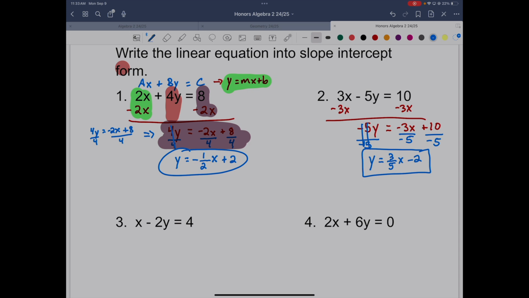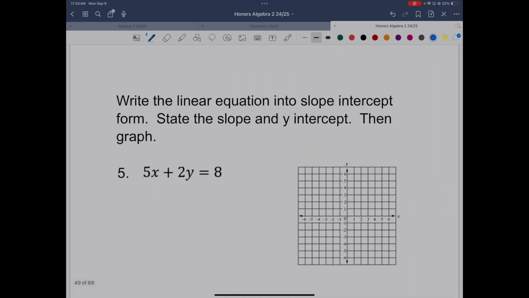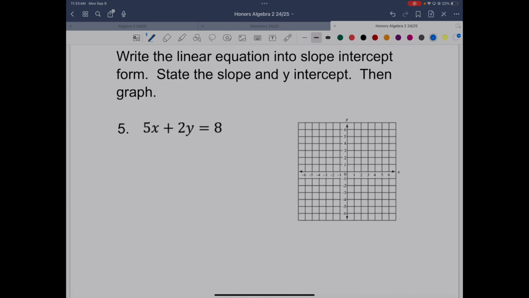Okay. So now let's take the next step. Let's write the linear equation in slope-intercept form. And then after we've done that, we're going to state the slope, the y-intercept, and then go ahead and graph it. So we're taking the new stuff, putting it in slope-intercept form, and we're taking it back to Friday, where you identify the slope and the y-intercept and you graph it. Okay? Go ahead, give it a try.